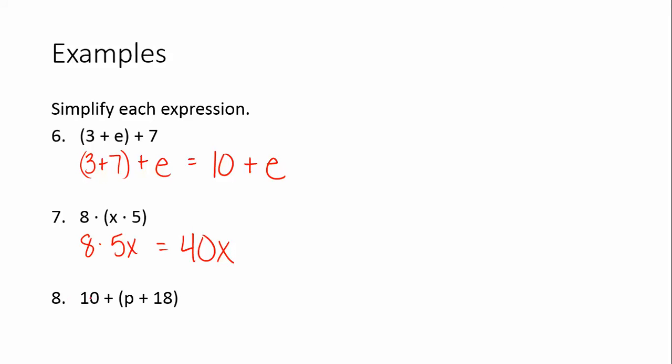On number 8, we would probably want to group the 10 and the 18 together. Those are the like terms. And we'll add the p on to the back. So 28 plus p. That's simplifying the expression by regrouping using our properties and our identities. So it's the commutative property that allows you to rearrange and the associative property that lets you regroup.